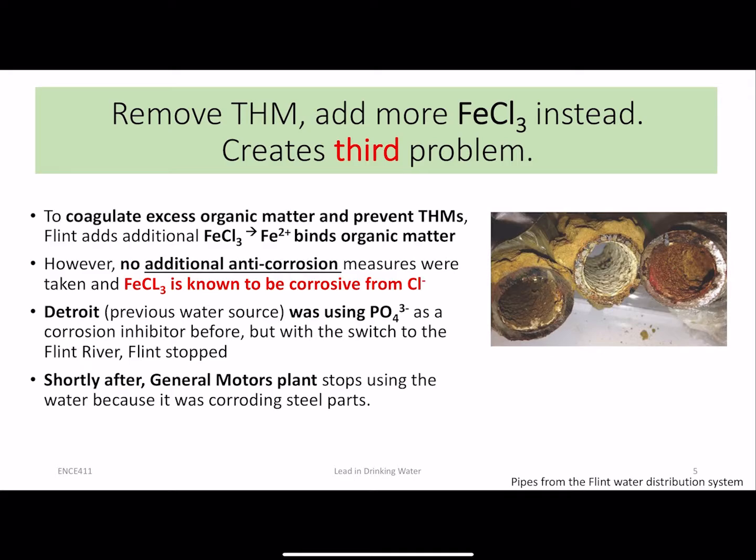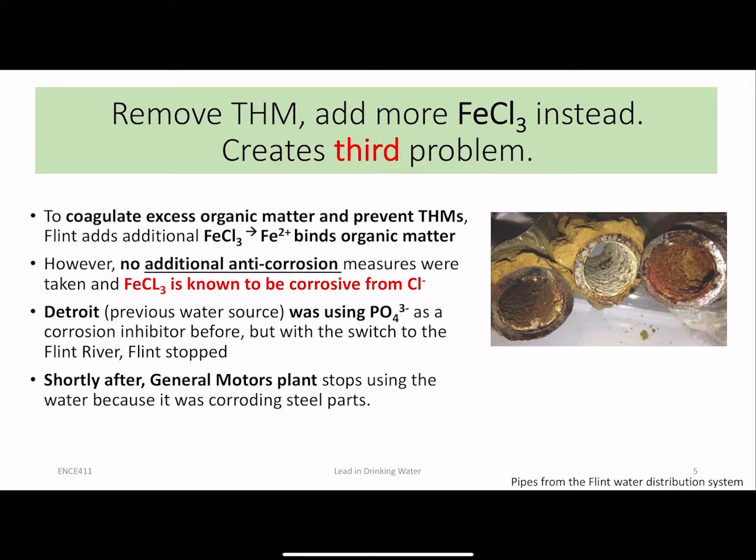But by adding this, they were adding chloride too. So the iron goes with the organic matter, but they have a lot of chloride in the water, and this chloride can cause corrosion in the pipes, as your fellow said before. The previous water source, Detroit, was using phosphate to prevent the corrosion in the pipes. But these guys from River didn't use the phosphate because they were saving money, in theory.